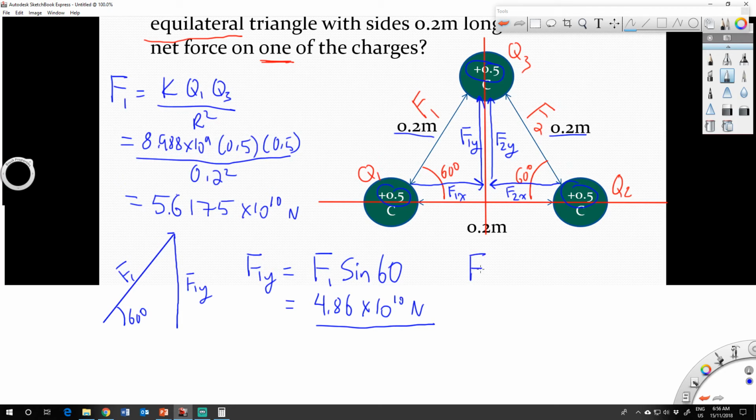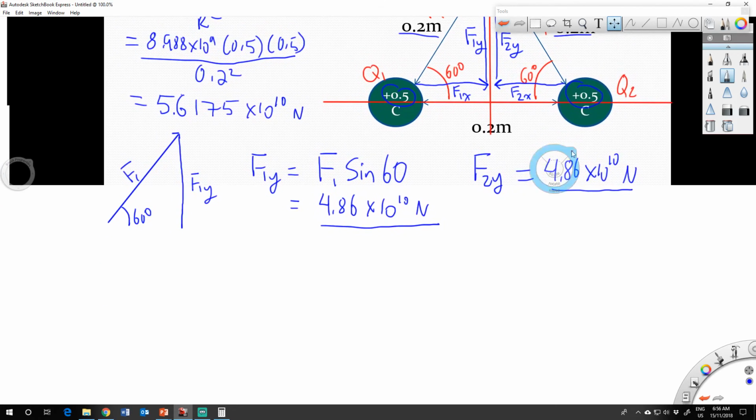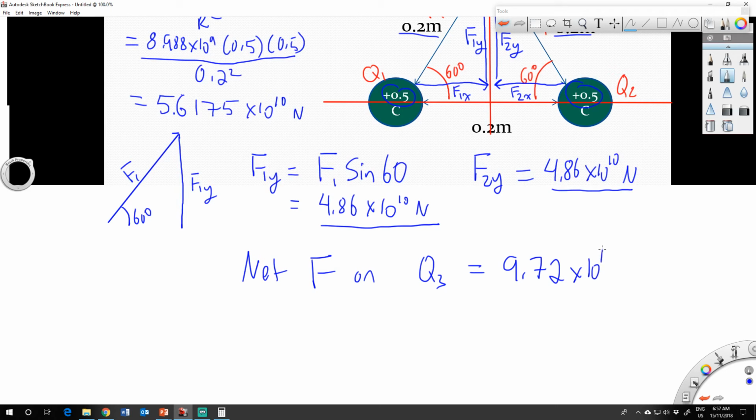And F2y will also equal 4.86 times 10 to the 10 newtons because of symmetry. Remember, F1 and F2 are the same, their x components are just in opposite directions. So the net force on Q3 will just be those two added together. That'll be about 9.72 times 10 to the 10 newtons going north, or up. We'll just say north for simplicity's sake. There you go.